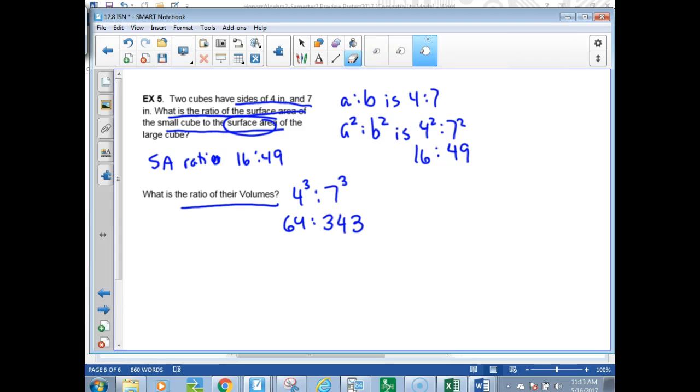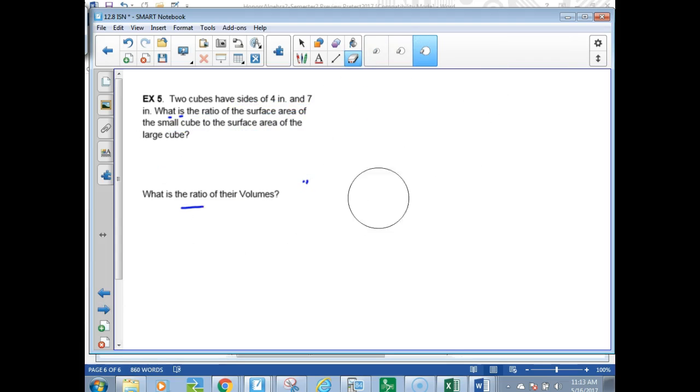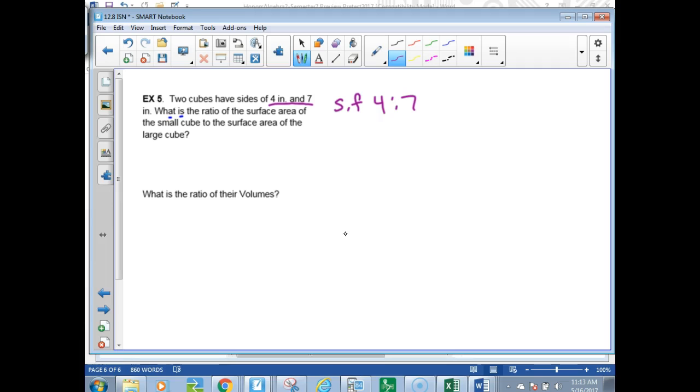Here's another example. So here we go with the problem. Two cubes have sides of 4 and 7. That means that their scale factor is 4 to 7. That's all you got to do, compare the two sides. What is the ratio of the surface area? Areas would be 4 squared to 7 squared. Evaluate those numbers. That is 16 to 49.